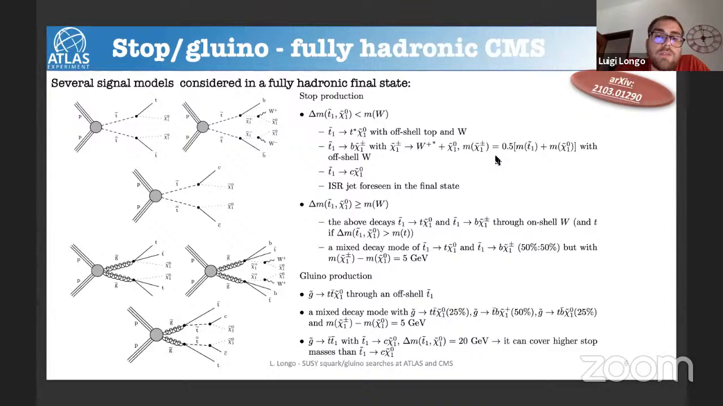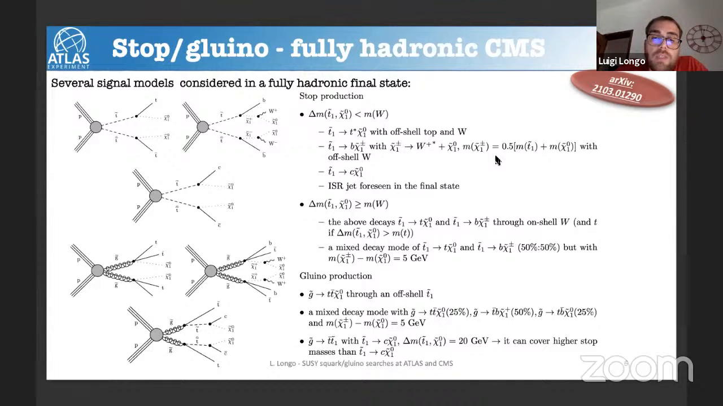The gluino production instead looks at gluinos that decay to a pair of top quark and neutralino via an off-shell stop, or a mixed decay mode where we have, together with the previous decay mode that I mentioned, also the ones where the gluino decays to a top, b and chargino or top and neutralino. Different splittings were assumed. A mass splitting for the chargino and neutralino equal to 5 GeV was assumed for these cases.